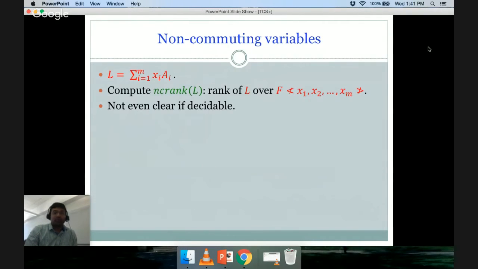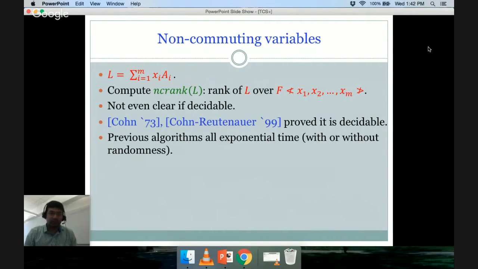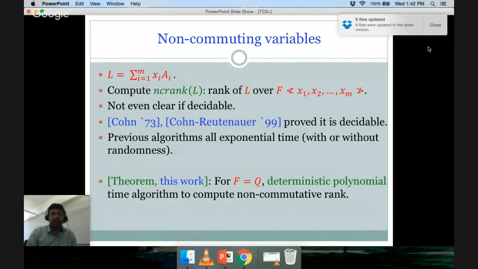So what is known about this question of computing the non-commutative rank? It's not even clear if it's decidable. By decidable, I mean when studying the problem of whether non-commutative rank is full or not. It's taking a supremum over arbitrary dimensions D. It was shown by Cohn already in 1973, and also in later papers of Cohn and Reutenauer, that this problem is actually decidable. They gave an exponential time algorithm for this problem by reducing it to solving a system of polynomial equations. But the previous algorithms for this problem were all exponential time, even if you allow randomness in the algorithm. So what we prove using operator scaling is that when the underlying field is the field of rational numbers, then there's a deterministic polynomial time algorithm for computing the non-commutative rank of symbolic matrices.